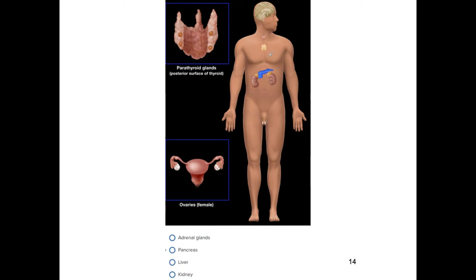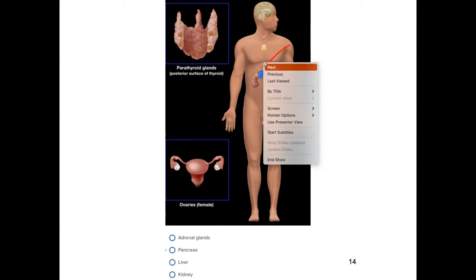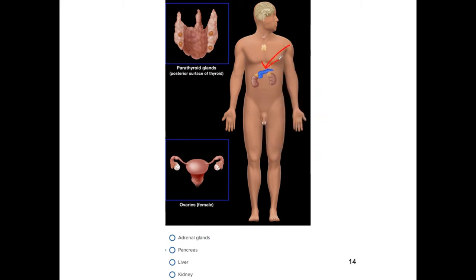All right, now we're looking at these glands here, and it's asking what the highlighted structure is. What is that blue thing right there? Is it the adrenal glands? Well, here are the kidneys. The kidneys are known as renal, right? When someone has renal failure, that's the kidneys.